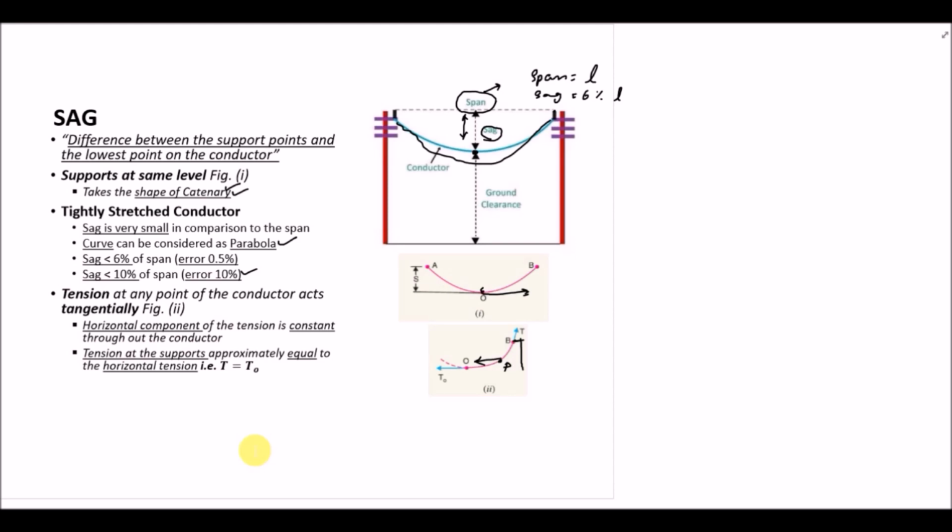This is the power transmission course and this is the last lecture on the mechanical design of transmission lines. In the last lecture we discussed the sag, and a brief overview of what we have talked about. We started from the definition of sag.